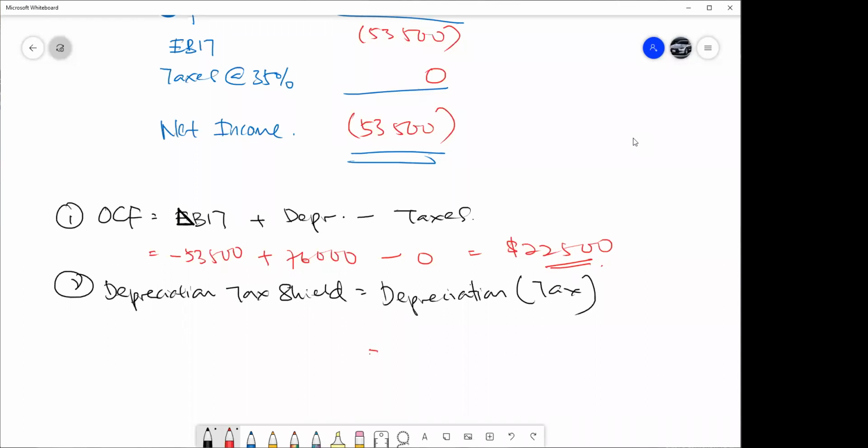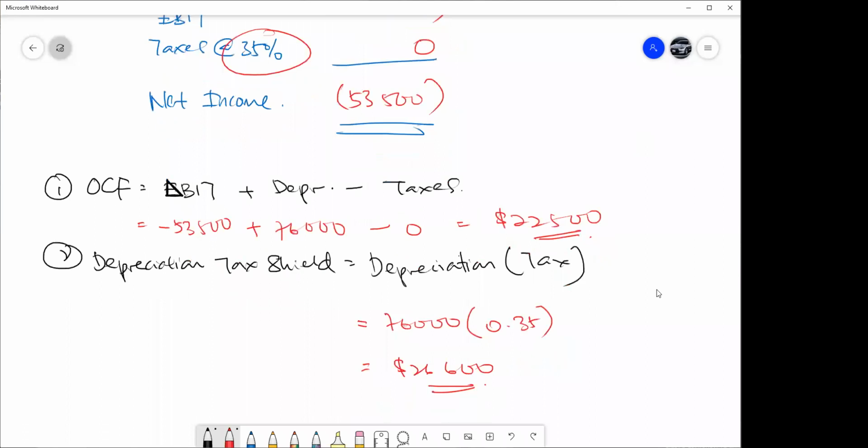Then depreciation tax shield. Depreciation is 76,000. Your tax is 35%. So your depreciation tax shield is 26,600. Very easy. Just need to remember the formula for OCF is EBIT plus depreciation minus taxes. Depreciation tax shield is depreciation multiplied by tax only. So the depreciation tax shield is 26,600.